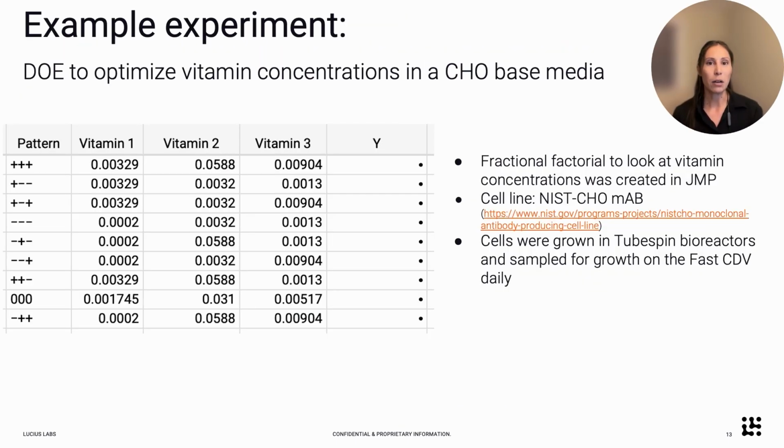So in this example experiment, we are looking at optimizing vitamin concentrations in a CHO-based media. So using JMP, we created a fractional factorial looking at 3 vitamins and multiple concentrations of these vitamins. We utilize the NIST CHO monoclonal antibody producing cell line that's available from the NIST. And the cells were grown in ambr or tube spin bioreactors and sampled daily for growth on the FAST CDV.